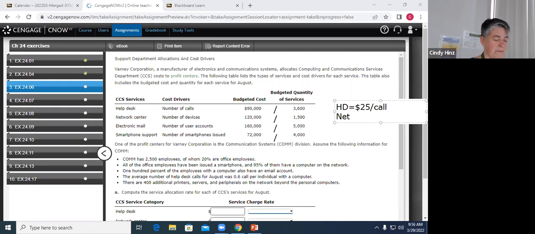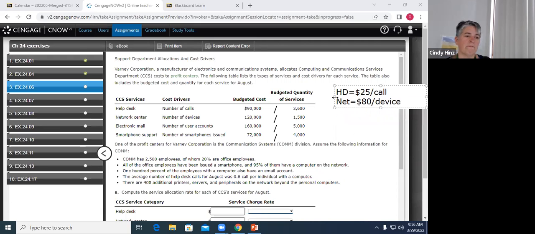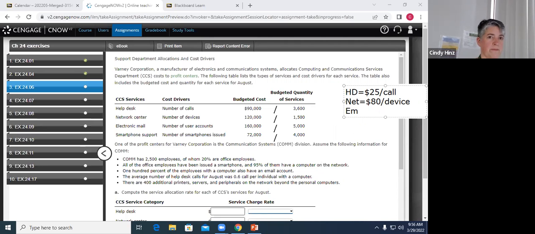For the network center, the budgeted cost is $120,000 and they expect to have 1,500 devices. And so their cost is, let me move this up a little bit, trying to just keep it off to the side so I can scroll down and still read. So the network center is going to allocate support department cost at $80 per device supported. Everyone okay with what we're doing so far? Go ahead and do email and smartphone then.